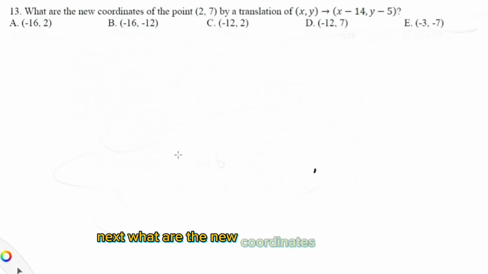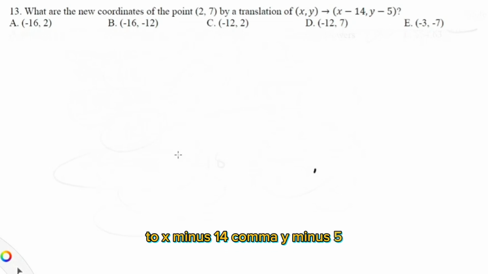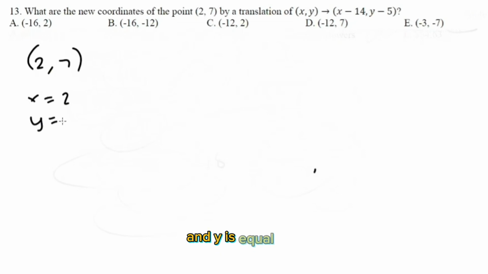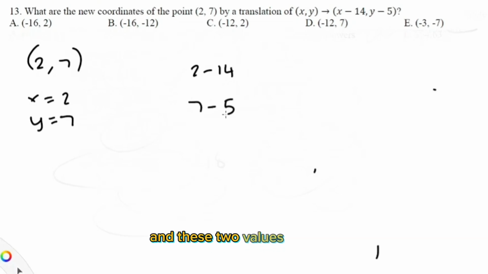Next, what are the new coordinates of the point (2, 7) after a translation of (x, y) to (x minus 14, y minus 5)? Alright, first thing we need to know is that (2, 7) means x is equal to 2 and y is equal to 7. When you do a translation, all you're doing is substituting the values of x and y. So 2 is x, that means 2 minus 14, and 7 is y, so it's 7 minus 5.